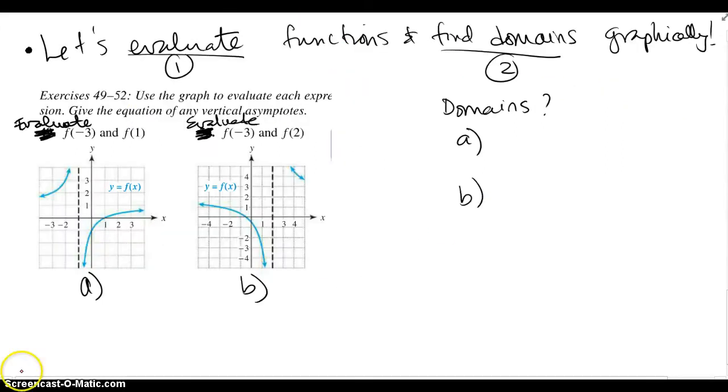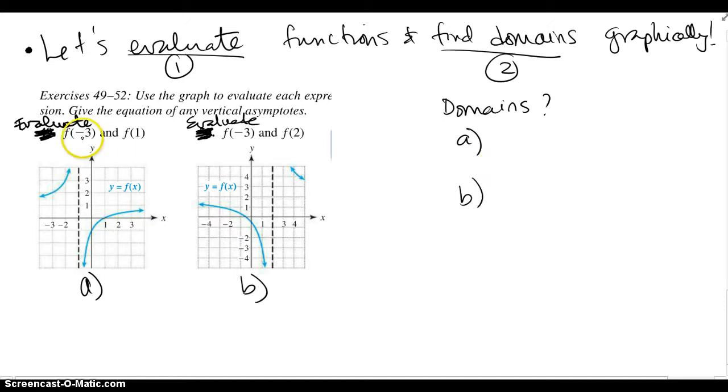graphically. Okay, so we've got use the graph to evaluate each expression, give the equation of the vertical asymptotes. So these dashed lines are actually called vertical asymptotes. They're sort of like borders where you can't cross, and the graph gets closer and closer to them, but it never touches them. So let's just go and do the evaluation part first, because give the equation of vertical asymptotes is really related to the domain.